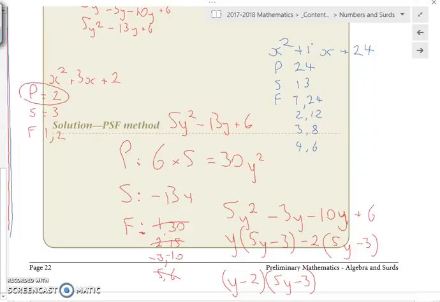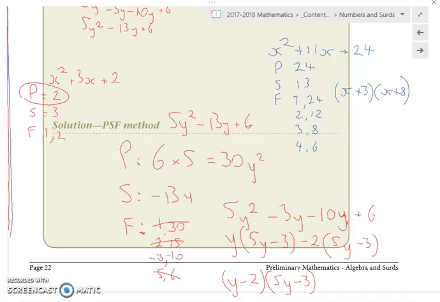This is why I try not to make these up on the fly. Okay, which ones add up to give me 11? 8 and 3. So I can't use 1 and 24 because they'd add up to give me 25. 2 and 12 would give me 14. 4 and 6 would give me 10. 3 and 8, however, give me 11. So I'm left with x plus 3, x plus 8. Does that make sense? Not really, because the factors are based on the product. So it's always the factors of 24. Okay, is that all right?